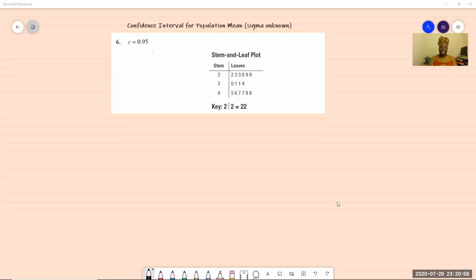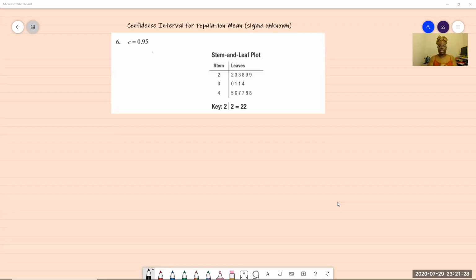Okay, so let's see what we have here. We're talking about a confidence interval for a population mean. Now, in parentheses, I put sigma's unknown. You will not be getting that information from many instructors, definitely not from college instructors. You'll be asked to find out whether sigma is known or unknown. Why is that important? Because if sigma is known, we use a z-test. If sigma is unknown, we use a t-test.